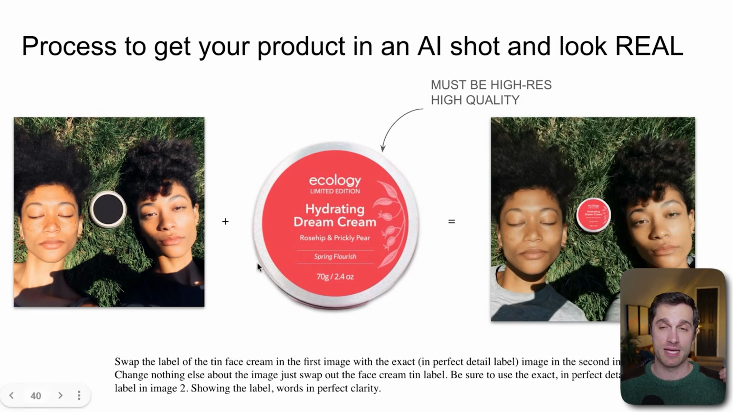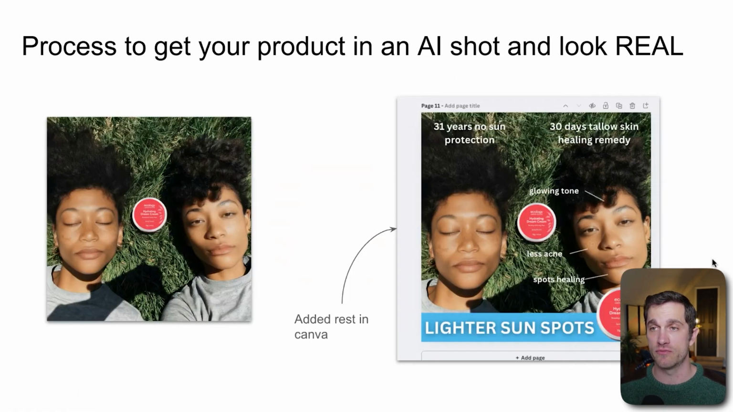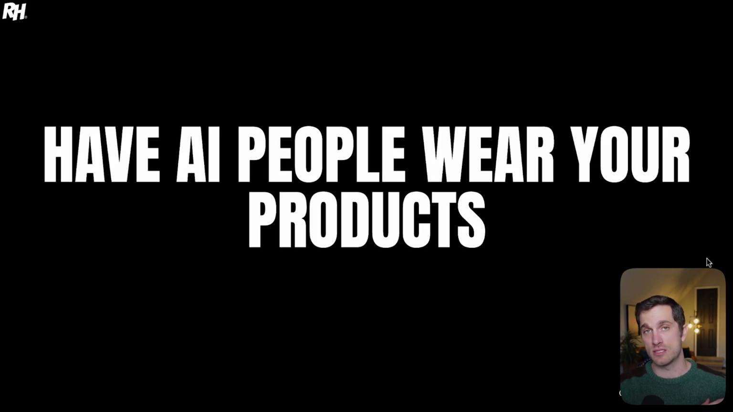So once I had my seed image that I wanted, I said, great, swap the label of the tin face cream in the first image with the exact imperfect detail image in the second image. Change nothing else about the image, just swap out the face cream, okay? And it did that. Took this, added this in that placement, and bam. Then following the same process I told you guys, I took this and uploaded it to Canva and added these aesthetics. And so that essentially is the process you're going to go through every single time you want to take your product and put it in any image, real and or fake.